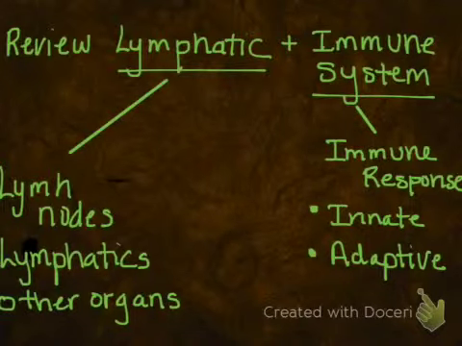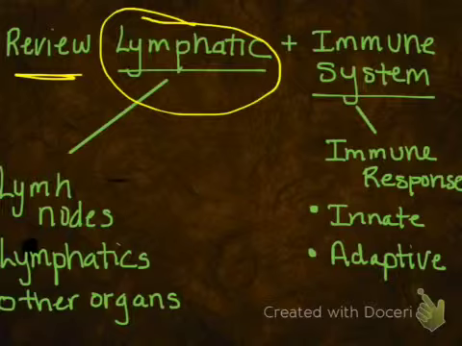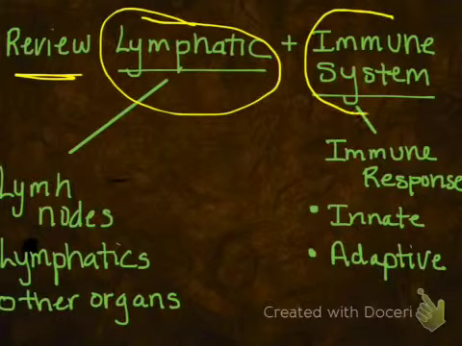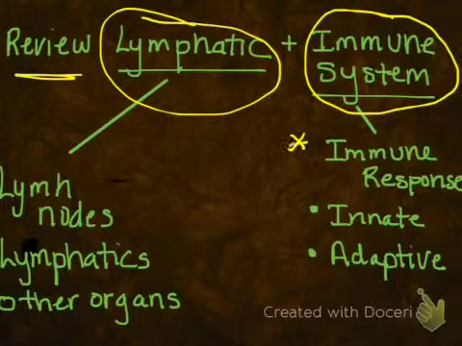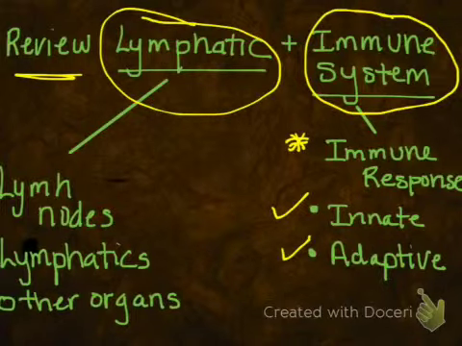Okay, so we're going to review the lymphatic system and the immune system, the things that we've talked about so far, which include the lymphatic system here. We talked about lymph nodes, lymphatics, which means lymph vessels, and other lymphoid tissues. And then we also talked about the immune system, the overall immune response, and how we have two different branches of our immune system. We have the innate and the adaptive.